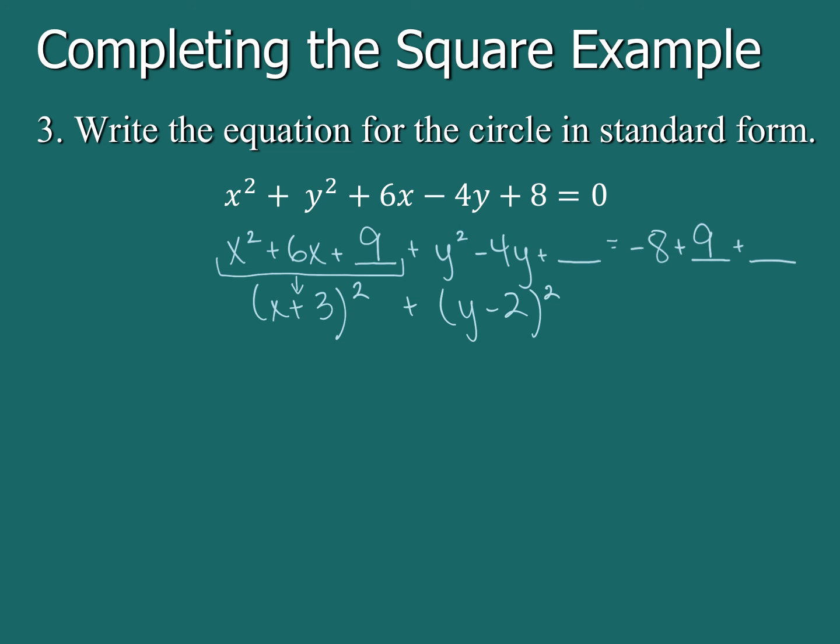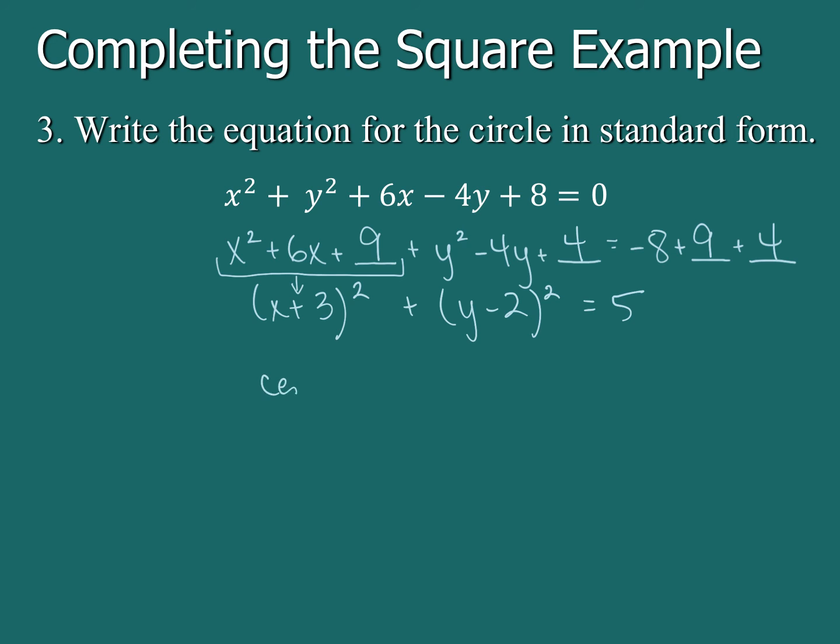And then I take that half, negative 2, and I square it. So that gives me positive 4. I add that to the left-hand side, and immediately I add it to the right-hand side. And the last step is to clean up the right-hand side. Negative 8 plus 9 is 1, plus 4 is 5. So I have done what I was asked to do, which is to write this equation in standard form.